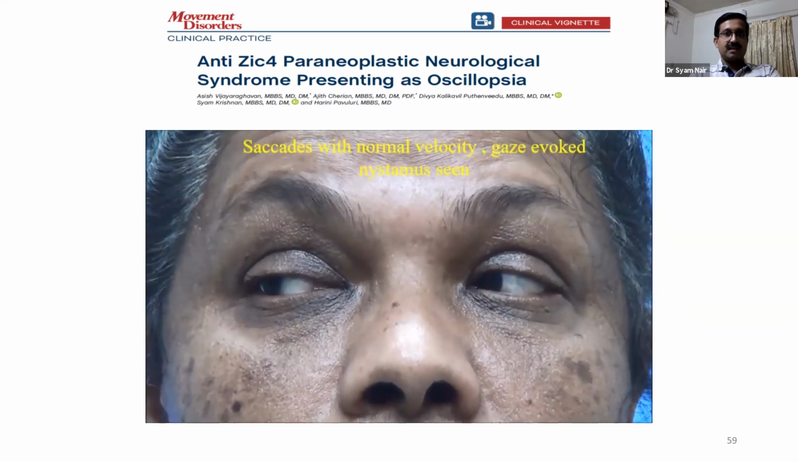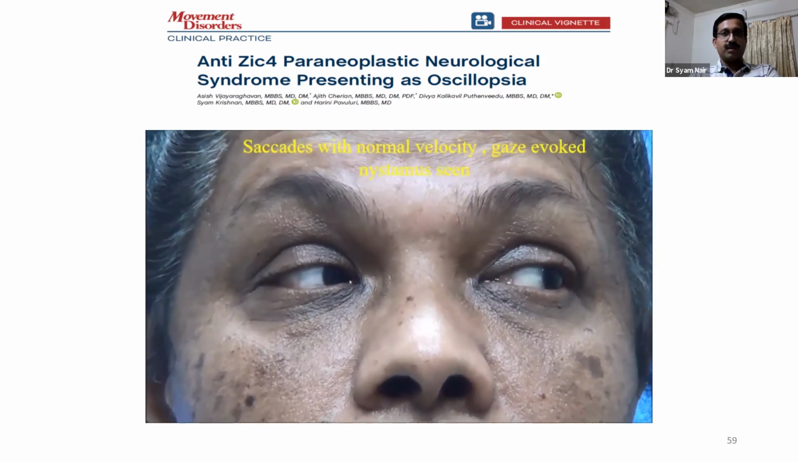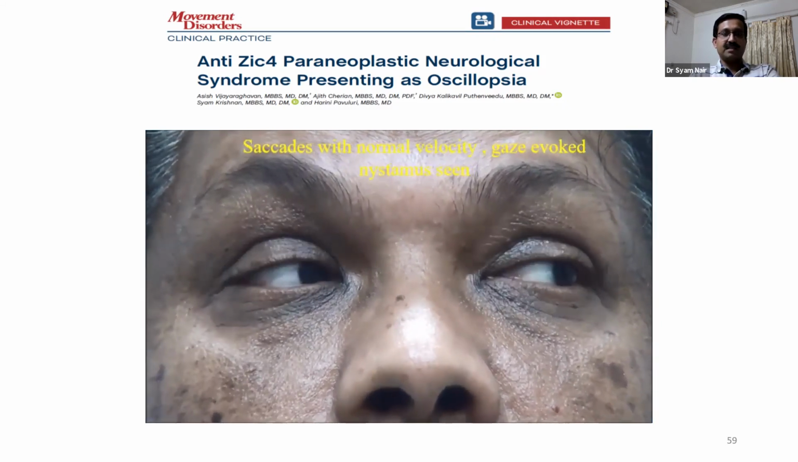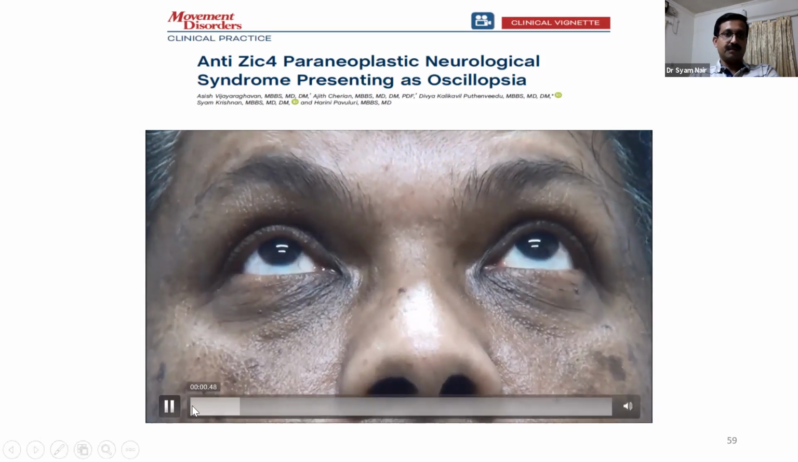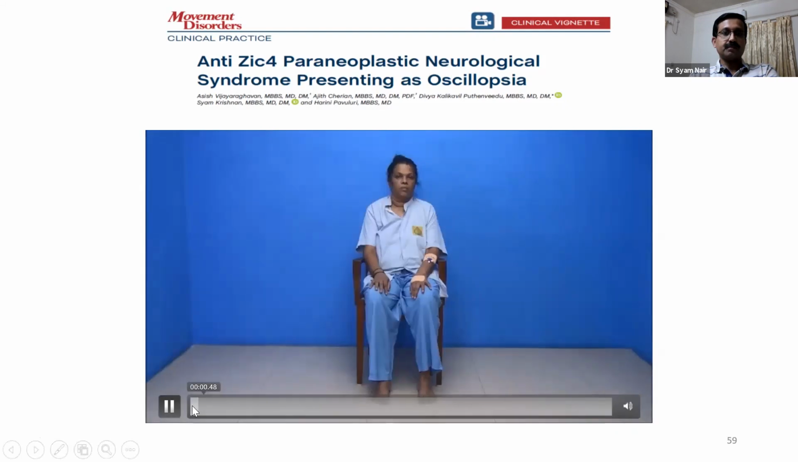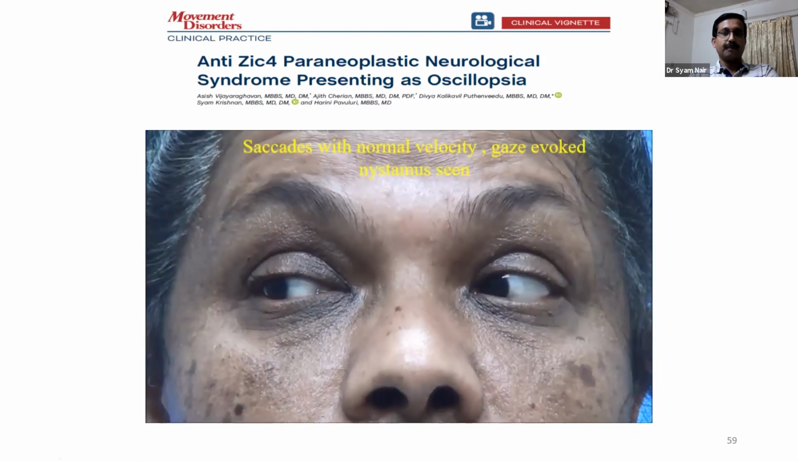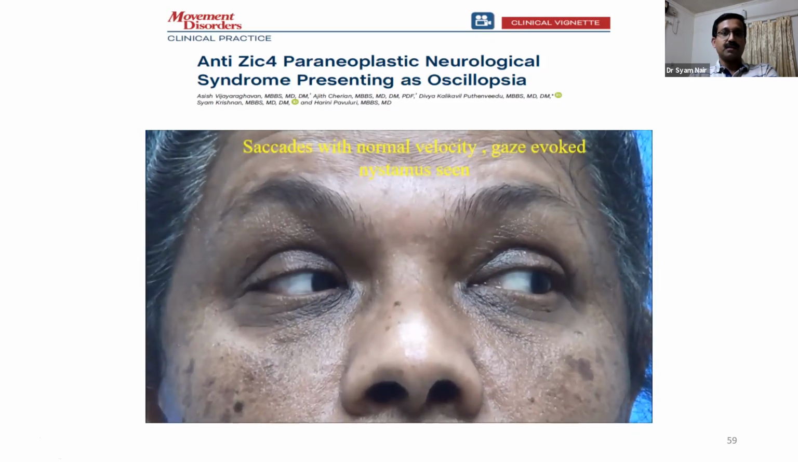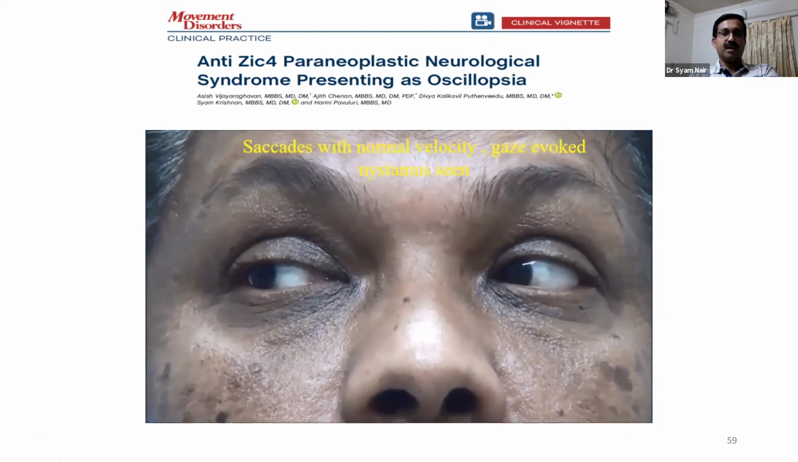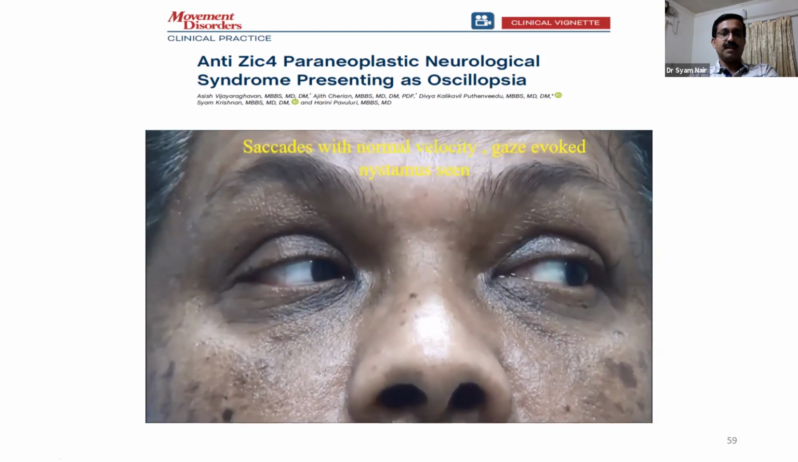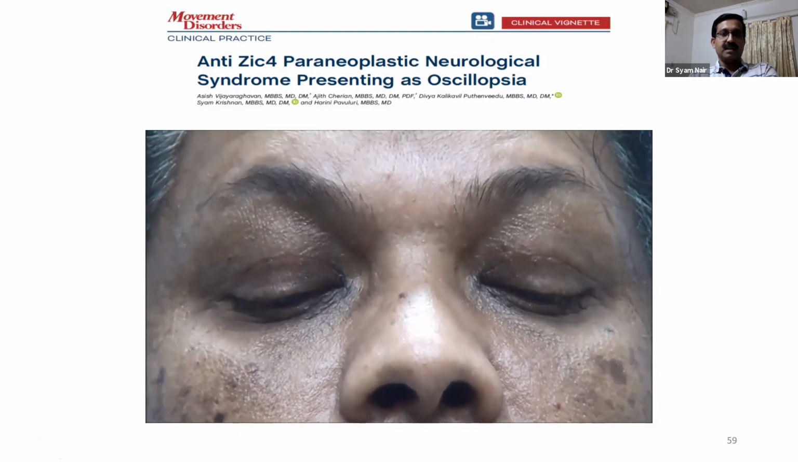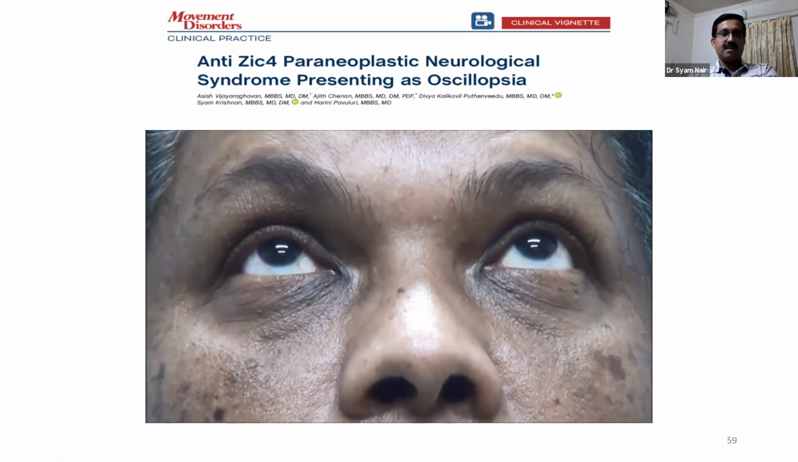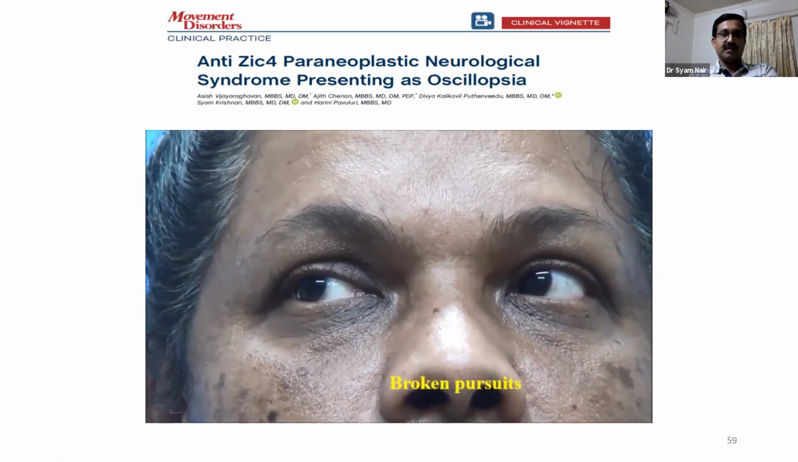So you can see saccades with normal velocity and gaze-evoked nystagmus. Saccades are normal, but you can clearly see the gaze-evoked nystagmus in her. Looking towards the left side, it is beating to the left. Looking towards the right side, it is beating towards the right. And she also has downbeat nystagmus and gaze-evoked nystagmus in the vertical direction.